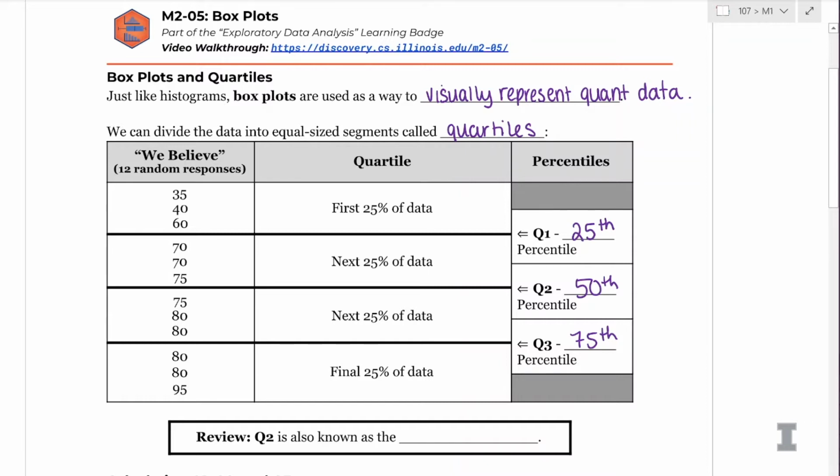So the second quartile is also known as the median. And we've seen the median looking at our descriptive statistics, and we know that the median is essentially the middle number. It's the point in the data set where you have half of the data below that number and half of the data above that number.